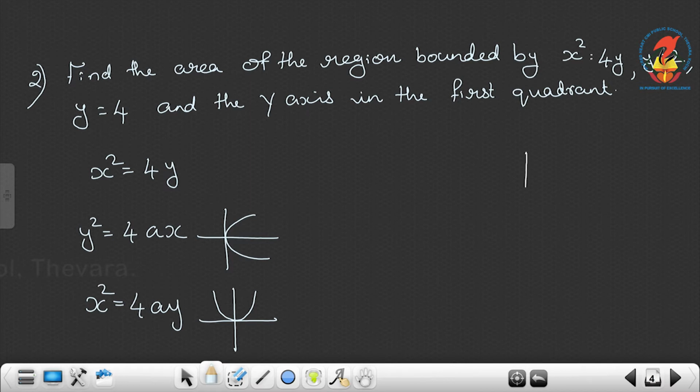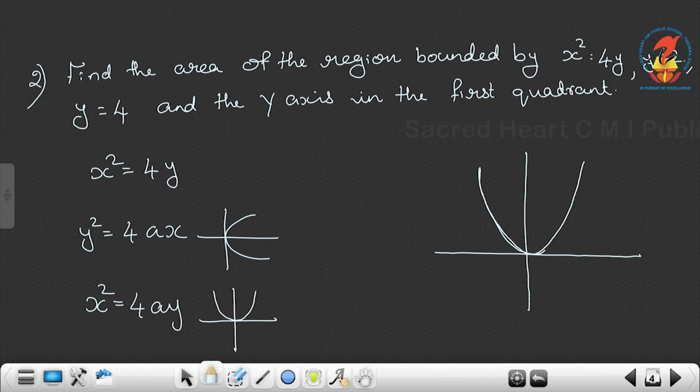So we can draw the figure. Figure is important in all these questions. That is the parabola. Then y is equal to 2, y equal to 4. And in the first quadrant, so let it be y is equal to 2, and another line y is equal to 4. X-axis.